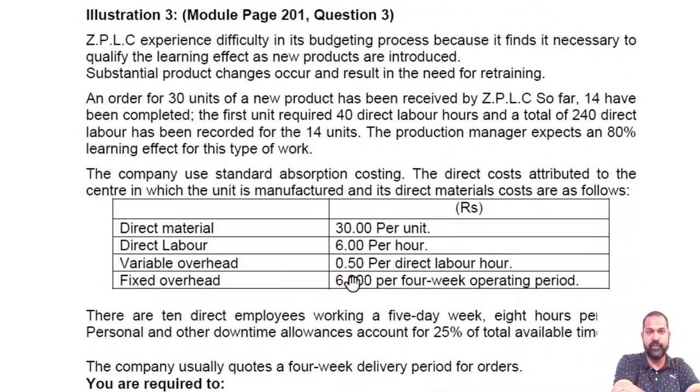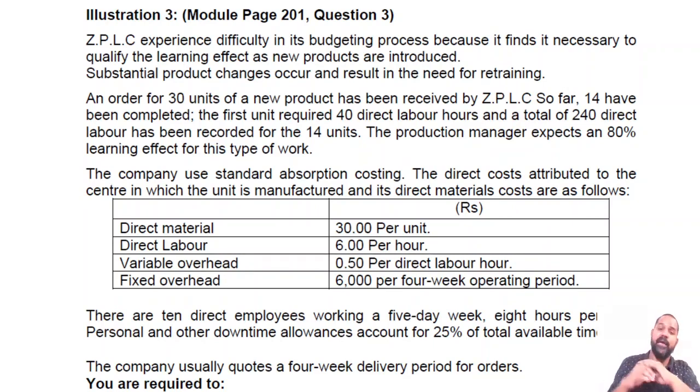So we've read the question. Let me break down the question one at a time. It's a very big question, because of which what happens is, by the time you reach the bottom, what you read in the top is forgotten. So now let's break it one at a time, and we will answer it one at a time. ZPLC is experiencing difficulty in its budgeting process because it finds it necessary to qualify a learning effect as new products are introduced. Substantial product changes occur and result in need of retraining.